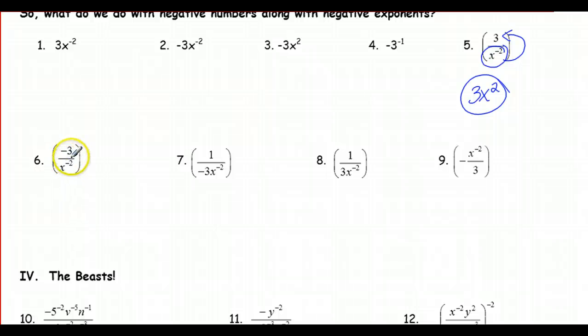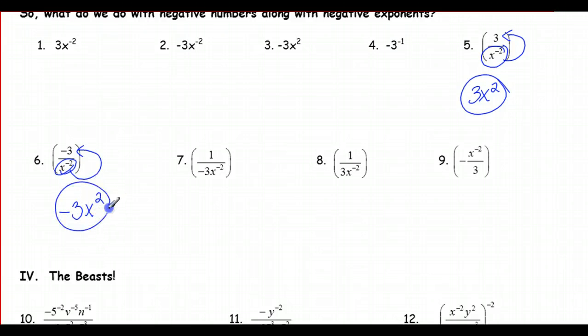Again, we're only looking for negative exponents, not negative numbers. So here, I'm only looking at the x to the negative second, and that I'm going to move to my numerator. So now I have the negative 3 that didn't change with x to the positive 2.